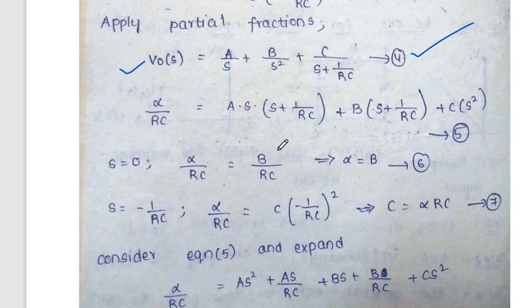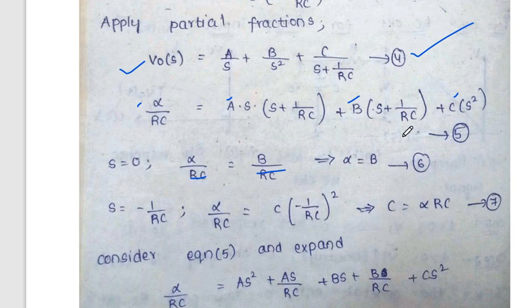Now apply two conditions: S is equal to 0 and S is equal to minus 1 by RC, and calculate the values of A, B, C. To get the value of B, substitute S is equal to 0 in equation number 5. Therefore alpha by RC is equal to, when S is equal to 0, the first term is 0 and the third term is also 0. So alpha by RC is equal to B by RC. The RC cancels, therefore alpha is equal to B. That means B is equal to alpha.